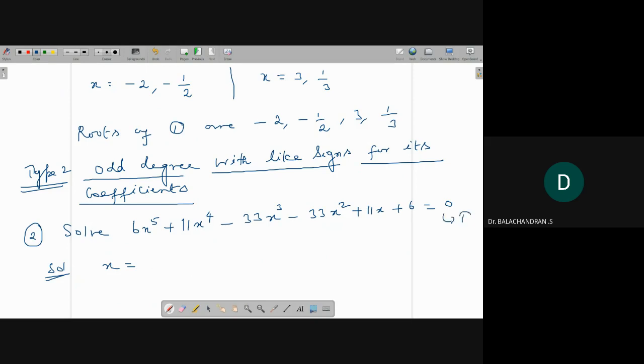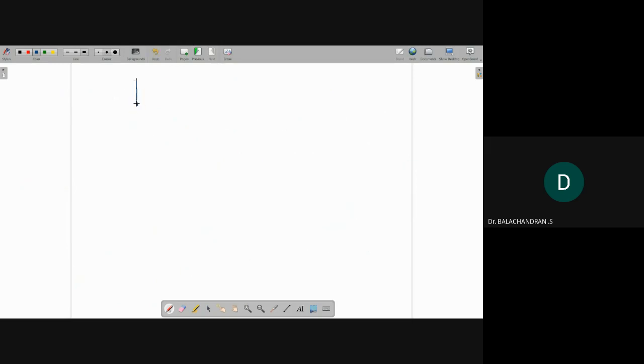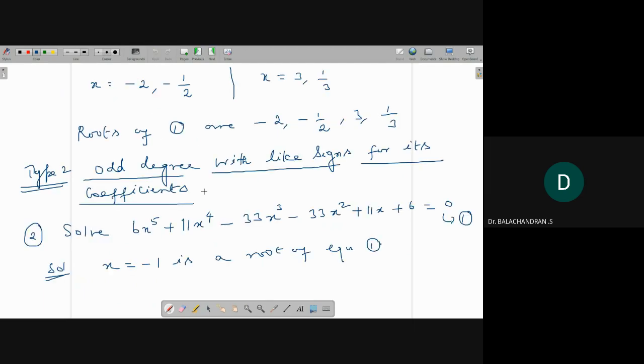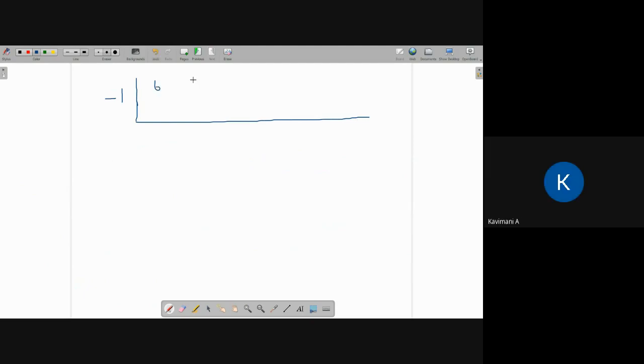Minus 1. x is equal to minus 1 is a root of equation 1. So by synthetic division, with minus 1, what are the coefficients of this equation? 6, 11, minus 33, minus 33, 6, 11.